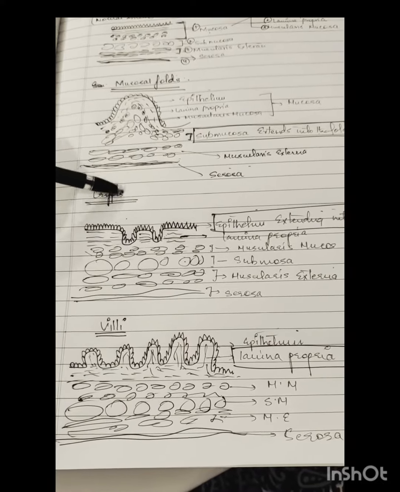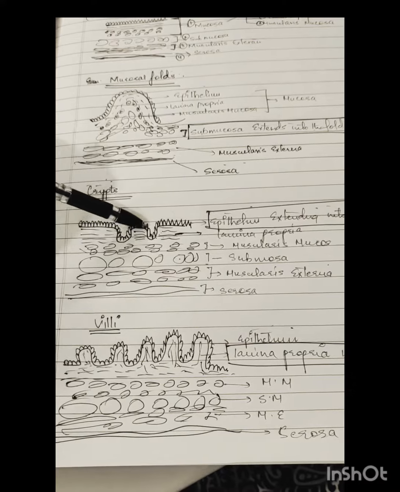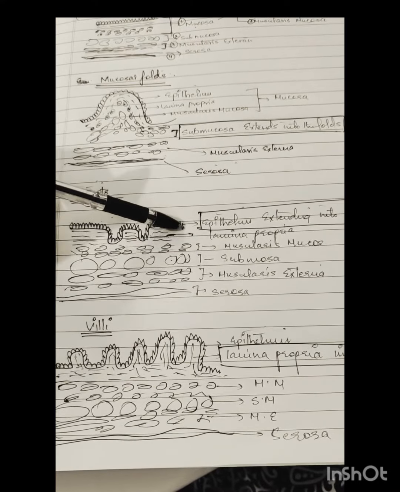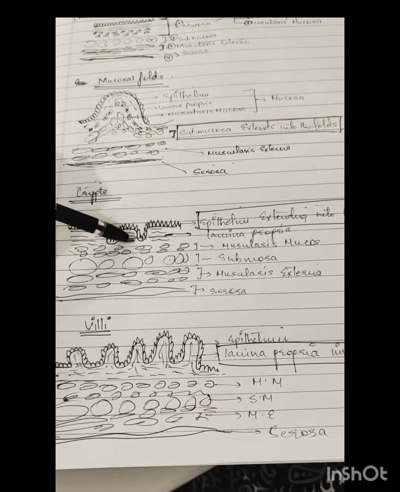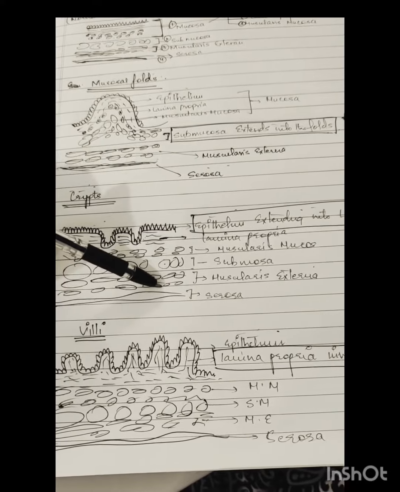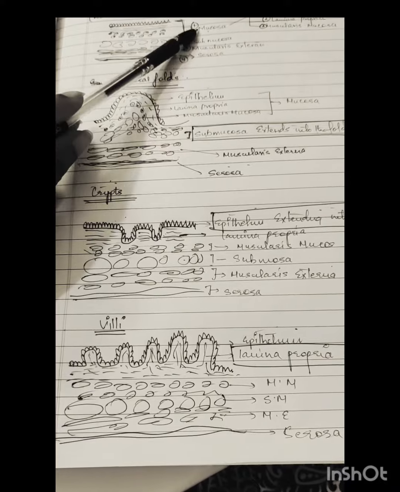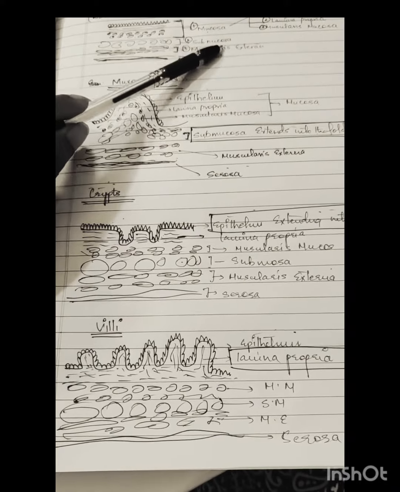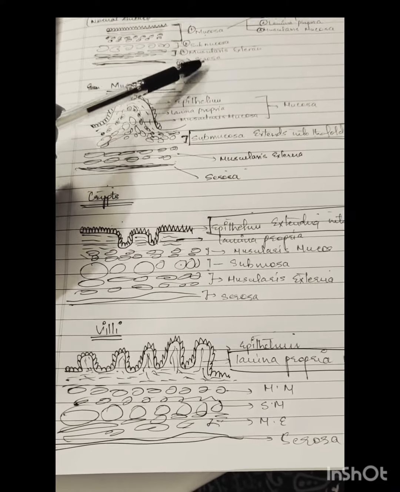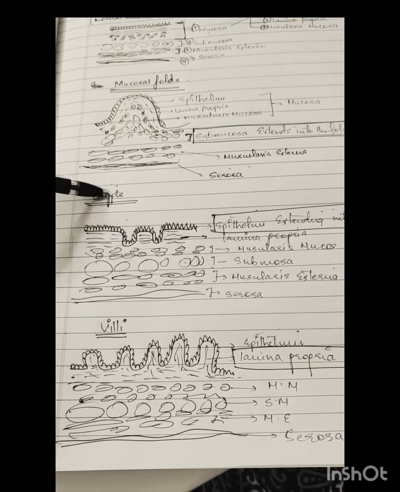Then crypts. What is a crypt? A crypt is basically an invagination of the lining epithelium into the lamina propria. No other layers are involved. Okay. Just the above two layers of the mucosa are involved. Submucosa is not at all involved. The layer below the submucosa is also not involved. That is known as a crypt.